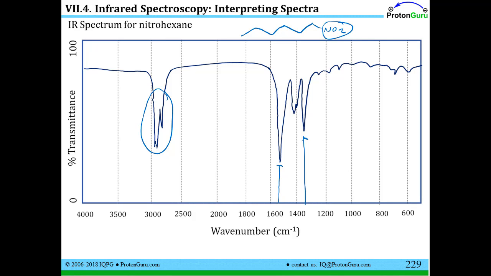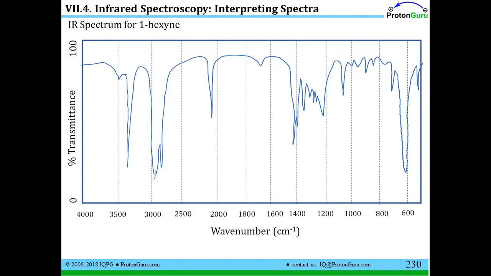So let's keep looking through some other examples of functional groups. If you see anything between 2000 and 2500, it's probably some type of triple bond. So this could be a C≡C triple bond or a C≡N triple bond. It's kind of medium intensity, which could be either one.